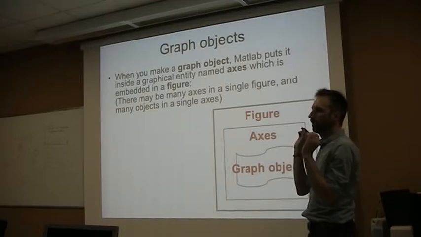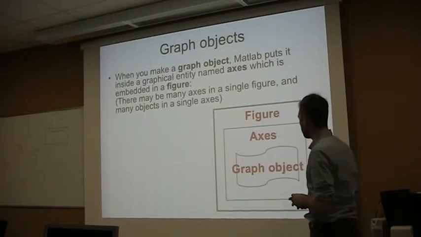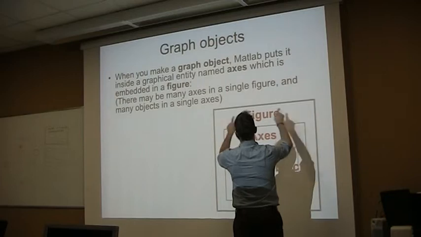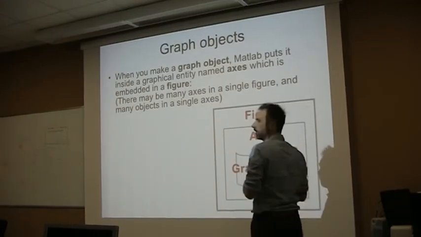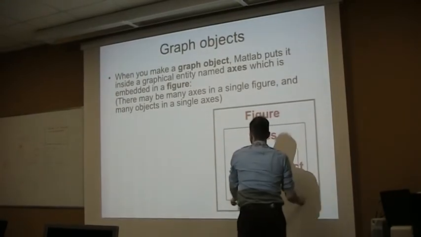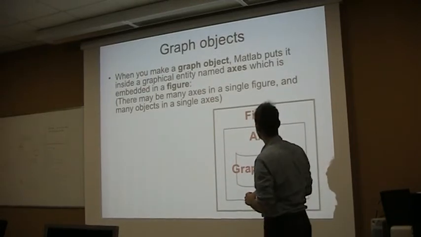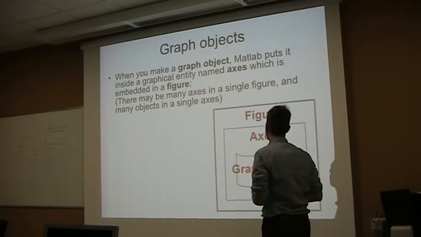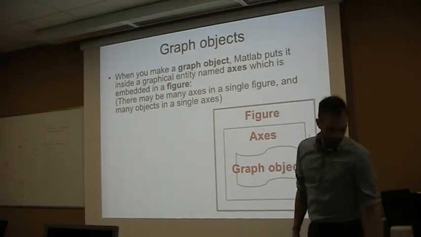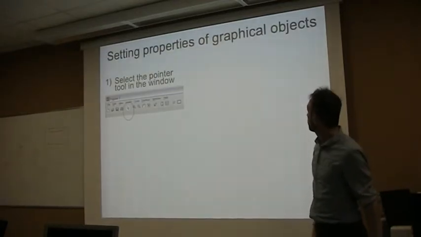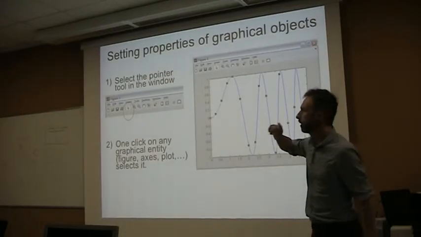Whenever you hit plot something in the command window, automatically a figure is created. And inside of that figure, there's something called axis. Inside of the axis, you have a graph object. Okay? So this is important because, oh, by the way, this was going back to what you said, Tiziano.